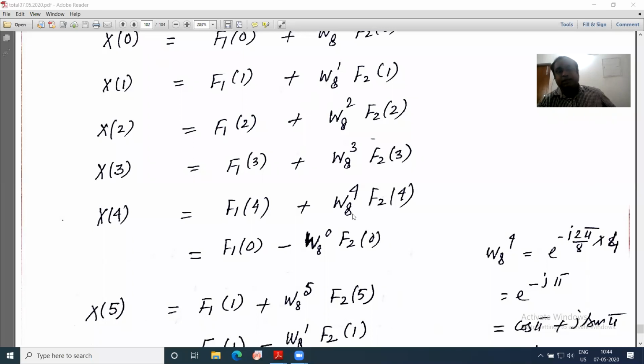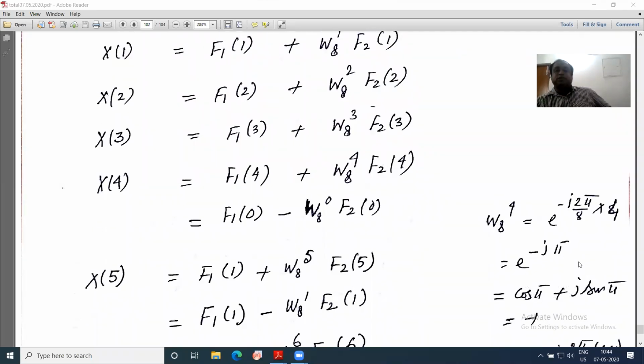Now if I look at W_8^4, it equals e to the power minus j 2 pi by 8 into 4. See, e to the power minus j 2 pi is your W, and if it is 8 divided by 8, and 4 multiplied by 4, this will be equal to e to the power minus j pi. If it is e to the power minus j pi, then it will be cos pi minus j sin pi, which equals minus 1. So W_8^4 I can write as minus W_8^0. W_8^0 is essentially 1. I am writing W_8^0. Okay, so this is W_8^0.